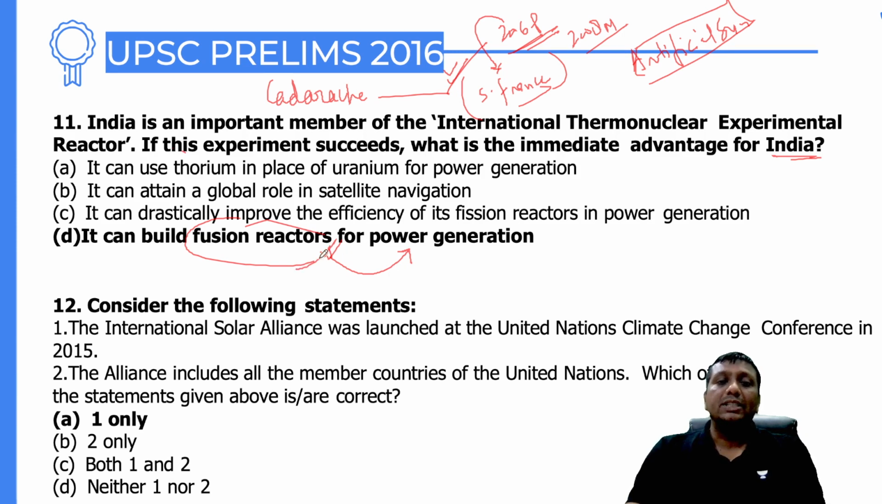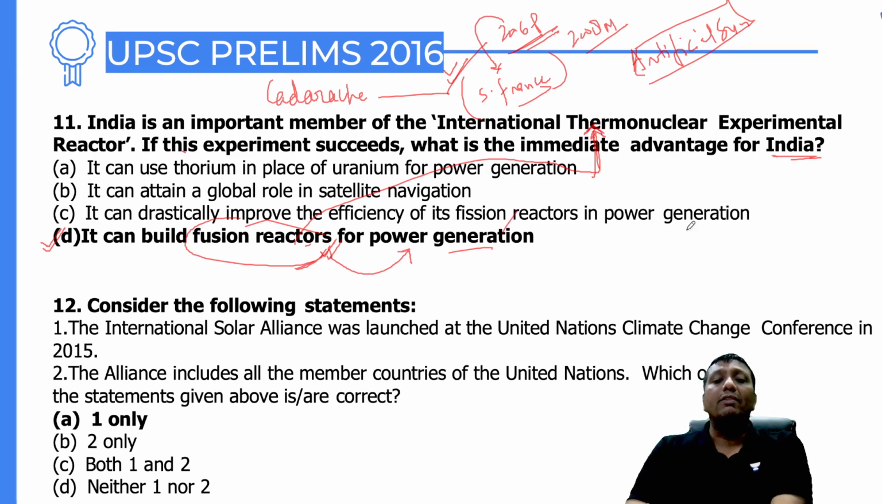But because of the fusion experiments we will perform under this reactor, called the ITER reactor, we are going to make power generation successful here. There is only one disadvantage in fusion reaction: it is an uncontrolled reaction. But don't worry, guys, they will try to control it.